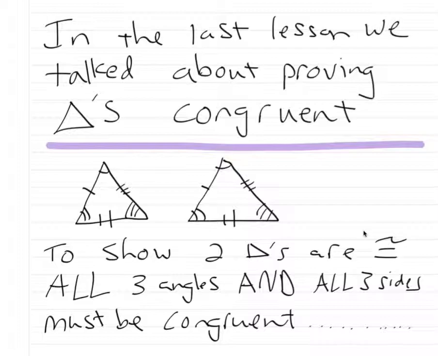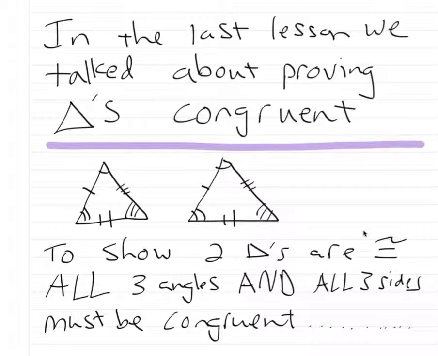In the last lesson, we discussed what it means to be congruent, and specifically we talked about what it would take to prove two triangles are congruent. And what we discovered was that all three angles and all three sides in both triangles need to be congruent in order to prove that the two triangles are congruent. This meets the definition of congruency. And remember, the triangles have to be the same size and the same shape.